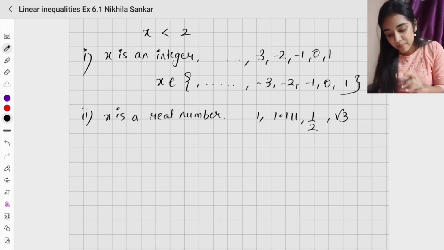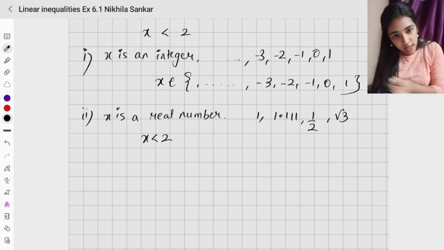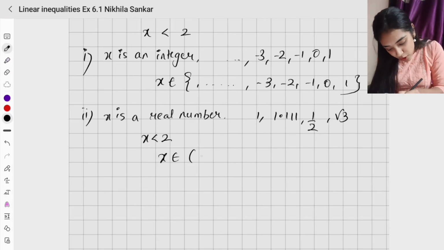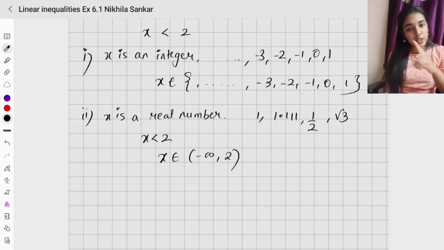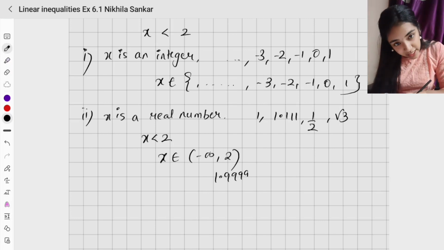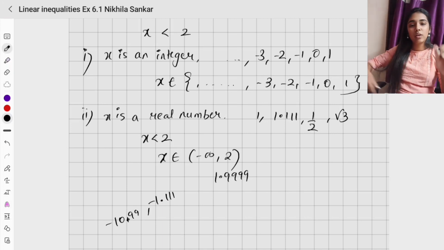So if x is a real number, and x is less than 2, it will include all the values until 2. So what is the range? x belongs to minus infinity comma 2, not including 2. That means 1.9999 is also included. And before infinity, I don't know what number is there. So maybe you will have minus 1.111, or minus 10.999. All numbers are included, whichever is less than 2.